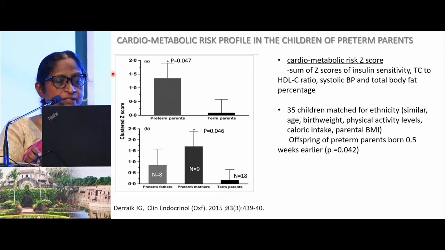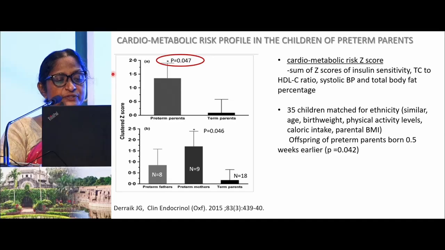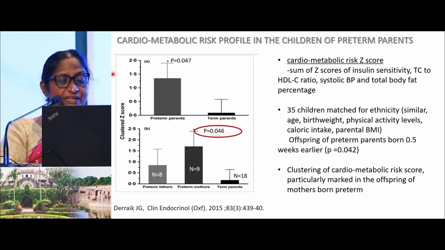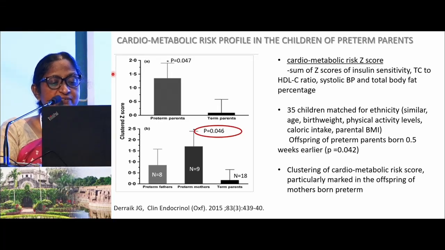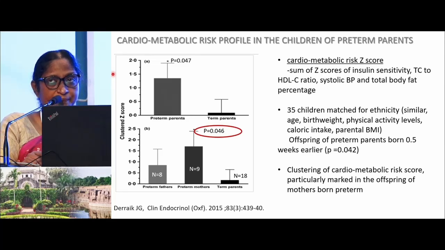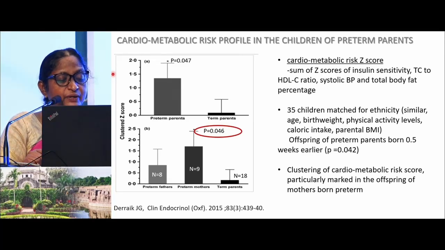So as we see in the graph, on the y-axis we have the clustered Z-score. The top graph shows that the clustered Z-score was higher in the offspring of those born to preterm parents. And when we analyzed further, we found that this effect was more from mothers born preterm. So if you have children with mothers born preterm, you have a higher clustered Z-score as compared to those born at term. Those born to preterm men were also higher, but it did not reach significance.